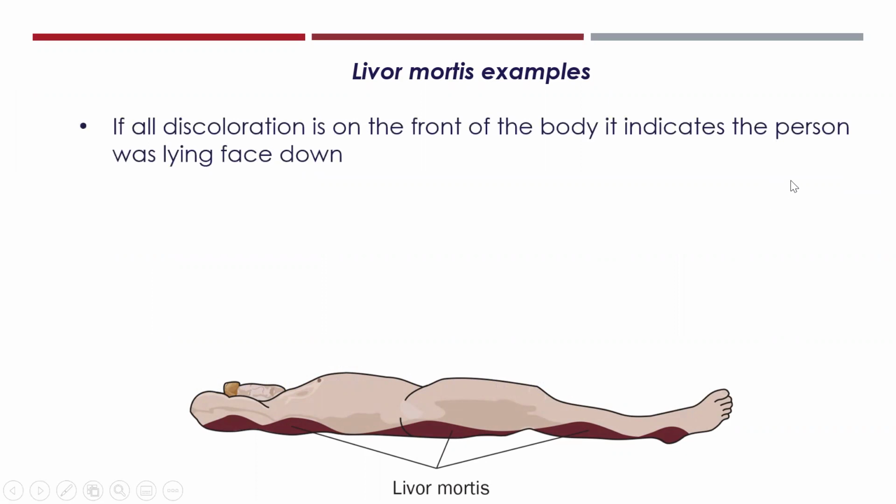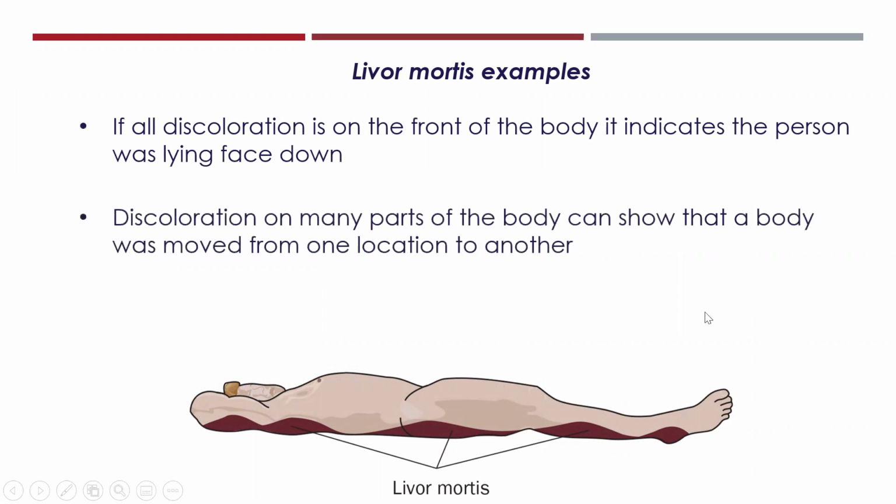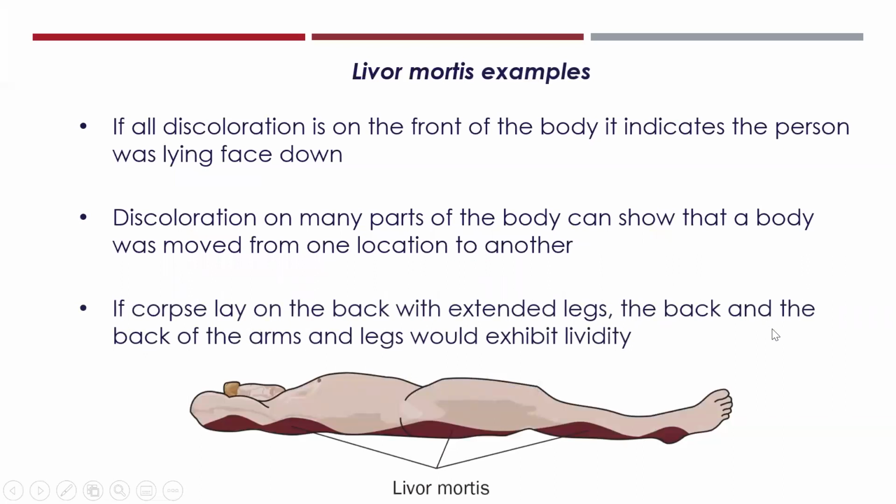So just a couple examples. If all discoloration is on the front of the body, that means the person was lying face down. If you have discoloration on many parts of the body, especially front versus back or side versus front or whatever, you can assume that the body was moved. If a corpse is laying on its back with its legs extended, like in this picture, then you should see lividity on the backs of the arms, the back, the buttocks, and the legs.